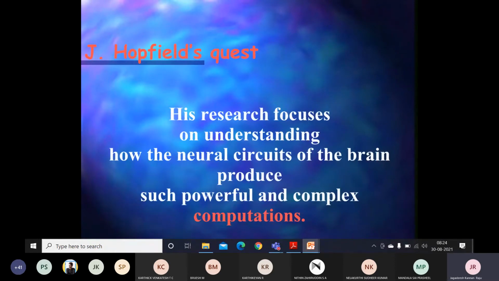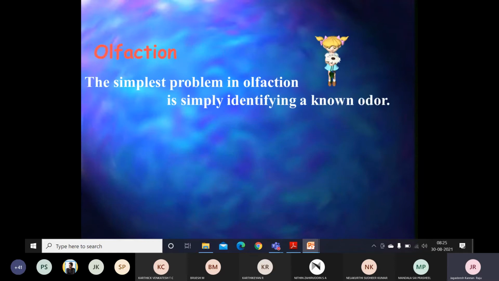So the research focus of Hopfield is on understanding how the neural circuits of the brain produce such powerful and complex computations. His research focuses on understanding how the human brain receives, accepts, processes, and throws some directions or commands to the human in order to execute or complete those tasks. That is considered as computation. So his research is on that.